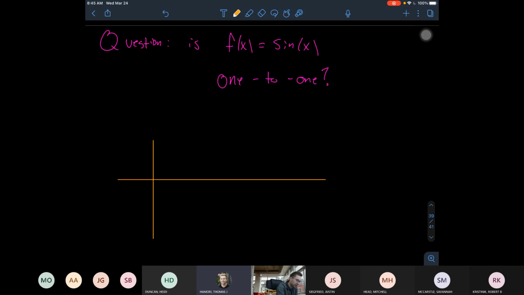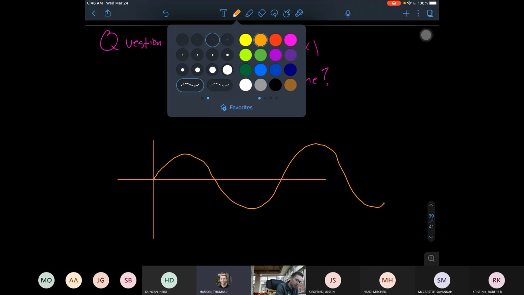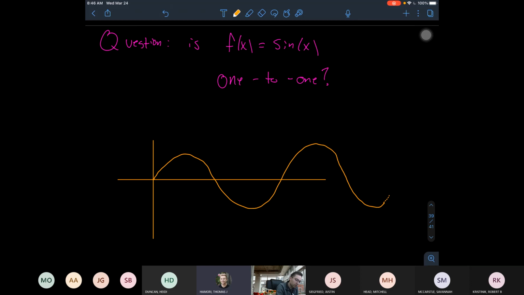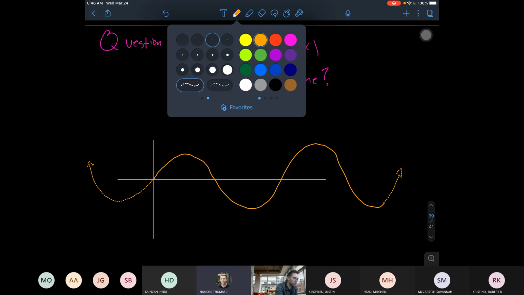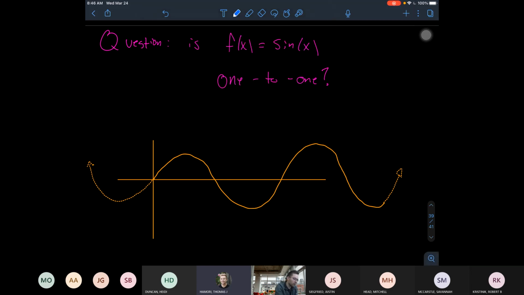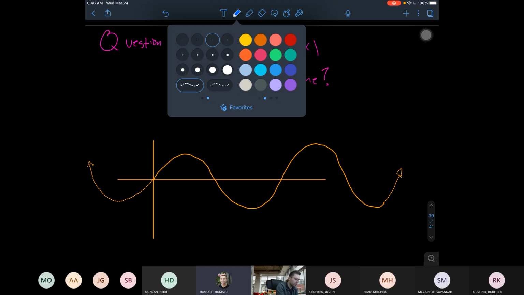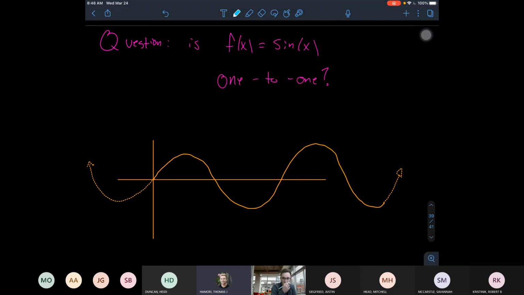Let's draw the graph of f of x equals sine of x. And then it carries on in that direction. Right, like that. And also in this direction, like this. Okay. So a lot of yeses coming in.